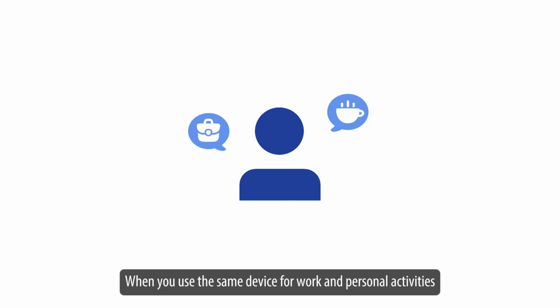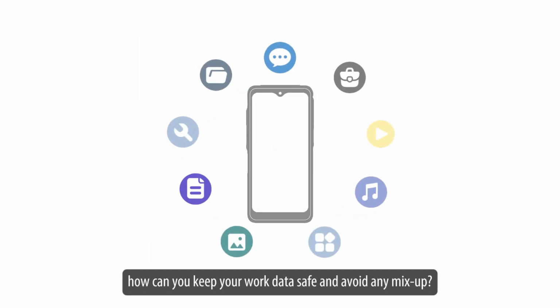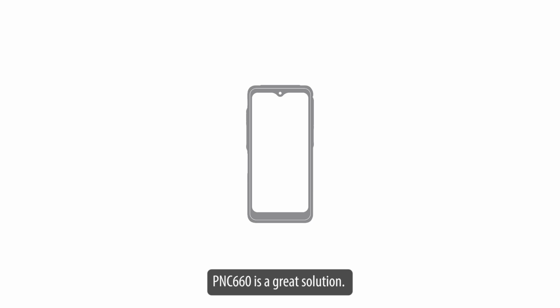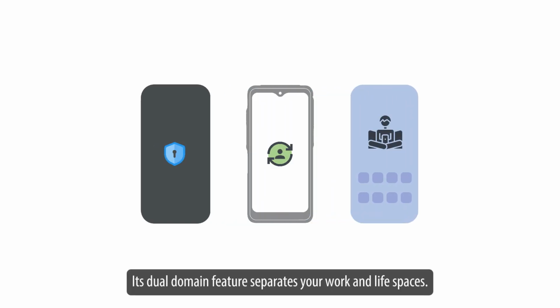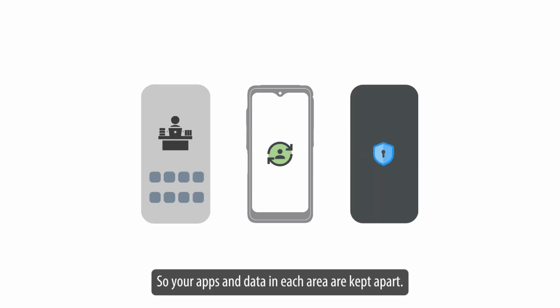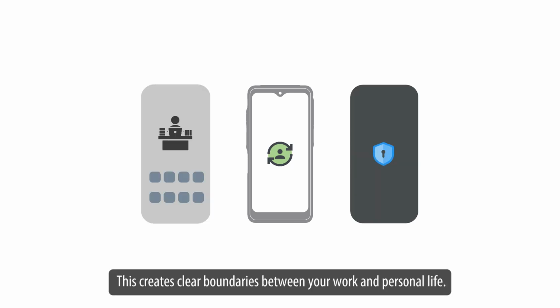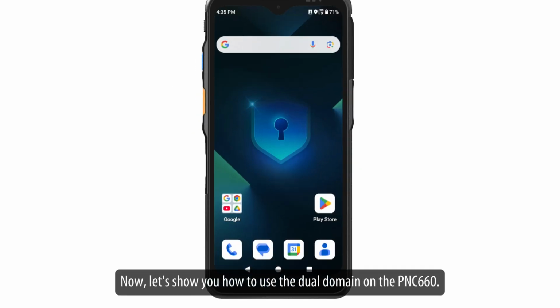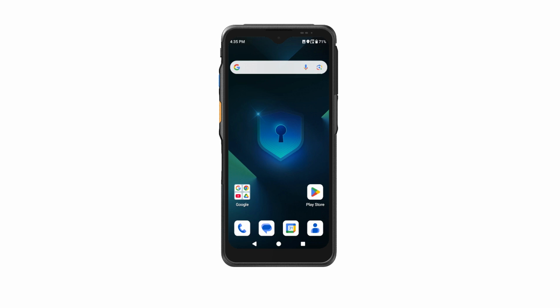When you use the same device for work and personal activities, how can you keep your work data safe and avoid any mix-up? PNC660 is a great solution. Its dual domain feature separates your work and life spaces, so your apps and data in each area are kept apart. This creates clear boundaries between your work and personal life. Now, let's show you how to use the dual domain on the PNC660.